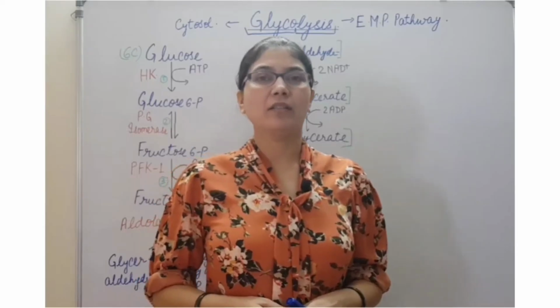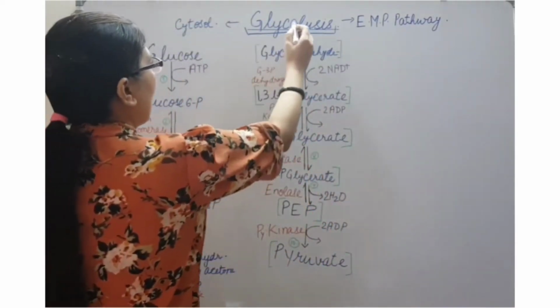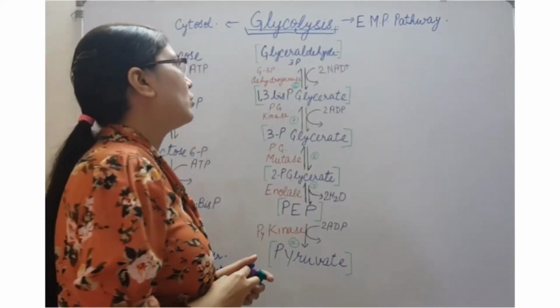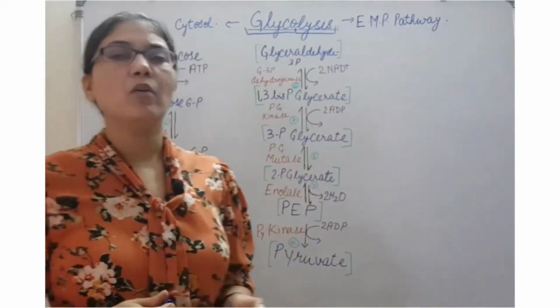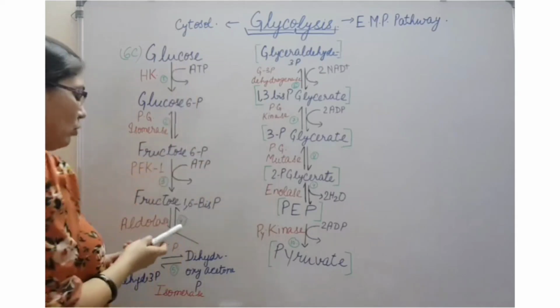About glycolysis. Glycolysis is made up of two words, glyco meaning glucose and lysis meaning breakdown. So glycolysis is the breakdown of glucose. It is also known as the EMP pathway, that is Embden-Meyerhof-Parnas pathway. It takes place in all cells in the cytosol.